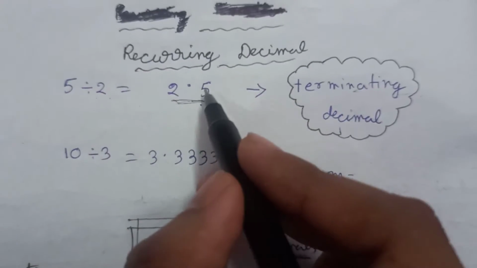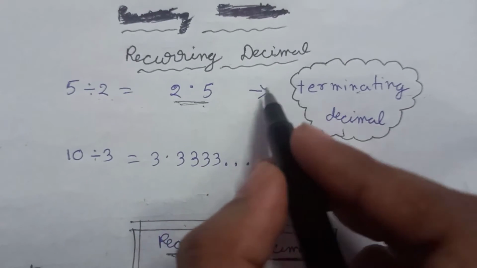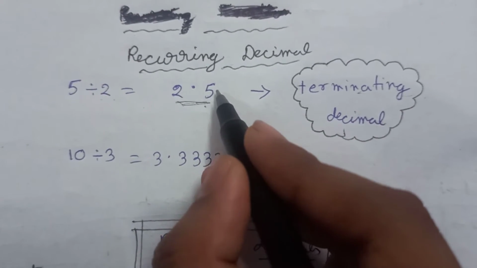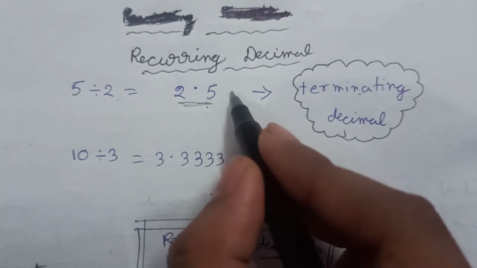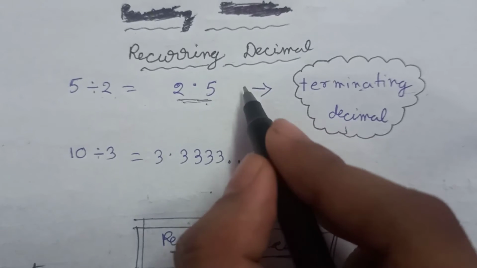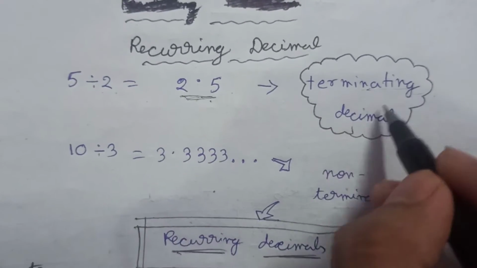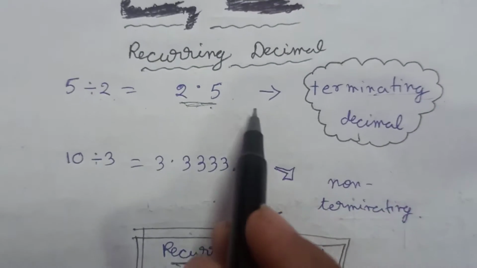If we divide and after 1, 2 or 3, that is, after a limited or finite number of digits after the decimal point, it finally terminates. It will not keep on going. So the decimal which terminates is called the terminating decimal. And there is another type of decimal.